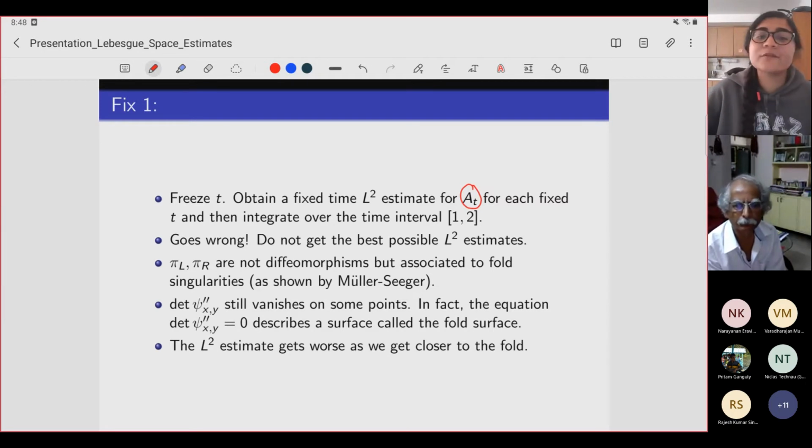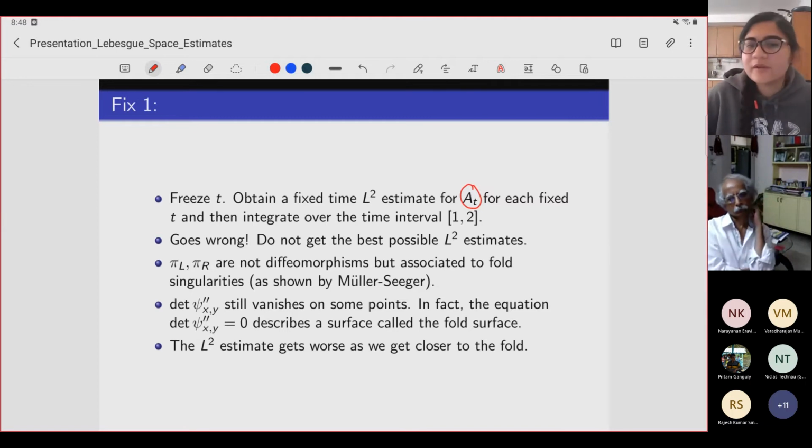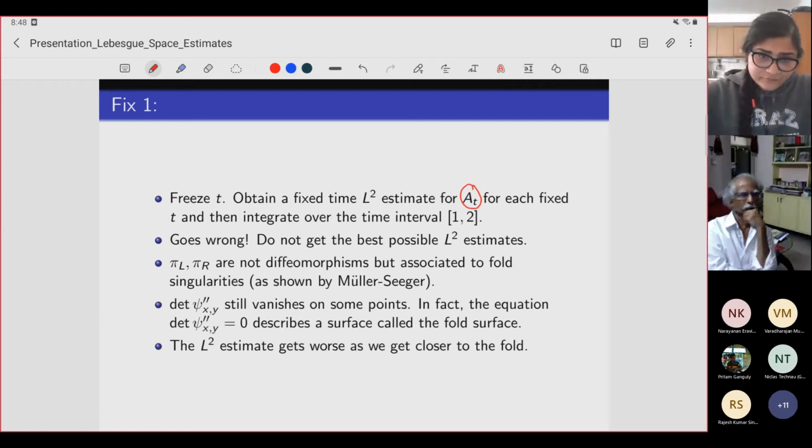Unfortunately, it's too easy. It goes wrong again. And this time it goes wrong because of some deeper reasons, not for a silly reason. So we do not get the best L2 estimates here again. And that's because even for a fixed time t, if you draw that picture, that pi L, pi R picture, even though now you're projecting two sets of the same dimension, pi L and pi R are still not diffeomorphisms, but they are associated to what is called fold singularities.